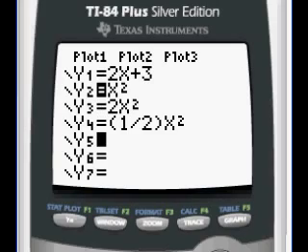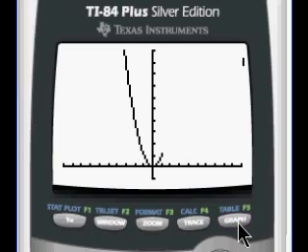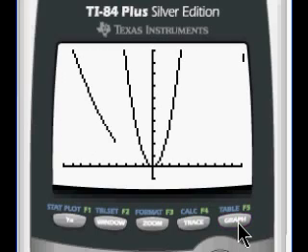with 1/8 x squared. It'll probably be really wide. So here's x squared, the first one, and our really wide 1/8 x squared.